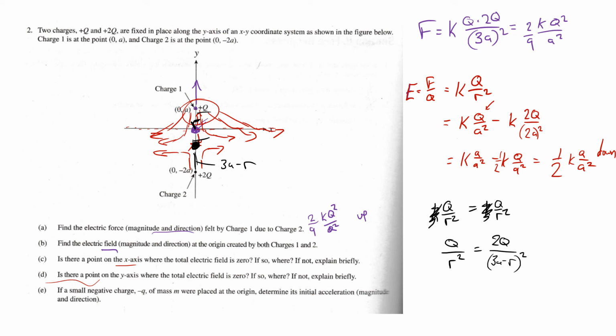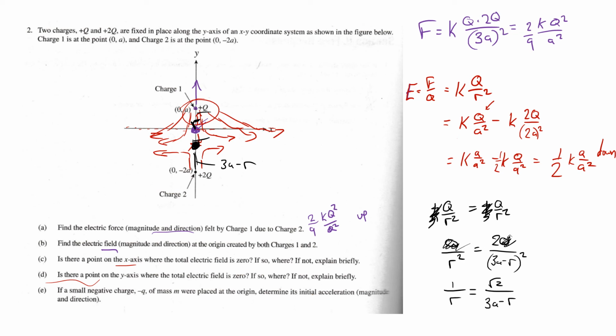r squared. I don't know if you remember how to do this, but you can FOIL it out if you want, but you don't want to. What you want to do instead is cancel out those q's, first of all, and just square root the whole thing. So we have 1 over r is going to equal the square root of 2 over 3a minus r. Now, plus or minus, if you really wanted to get to it here. But there isn't another solution.